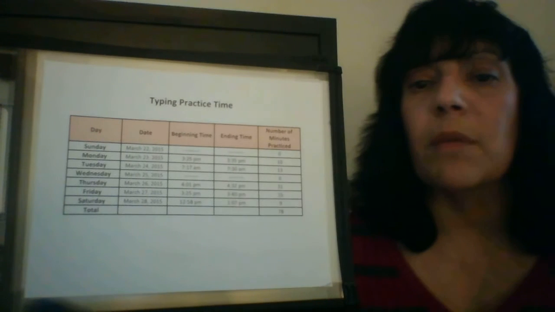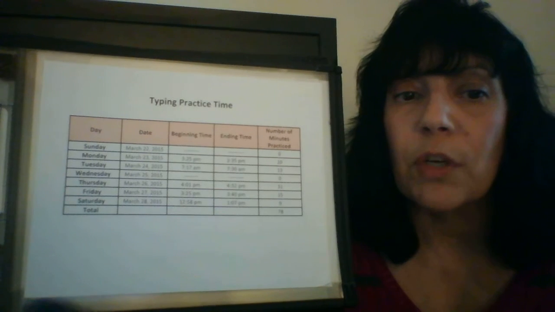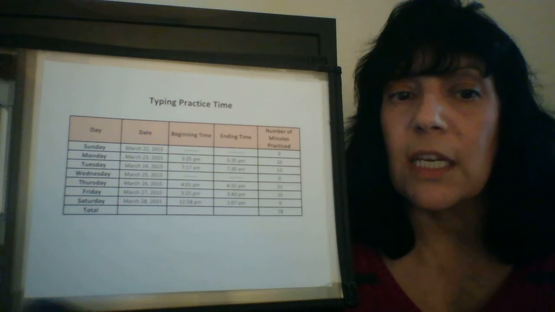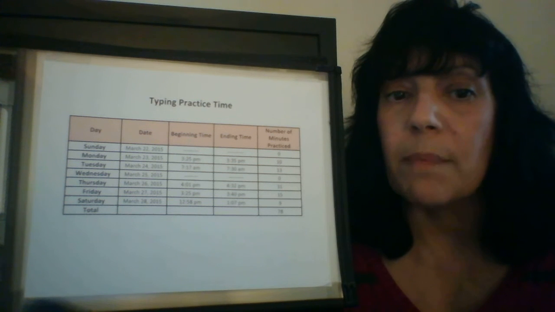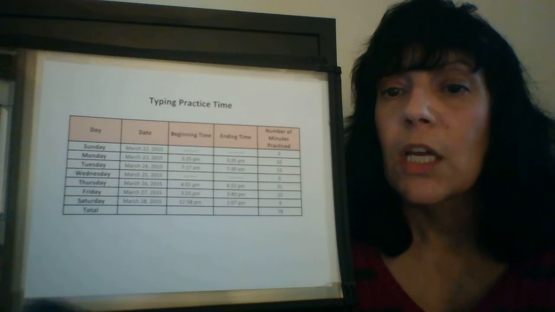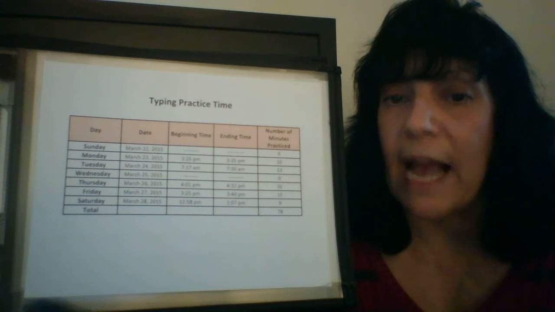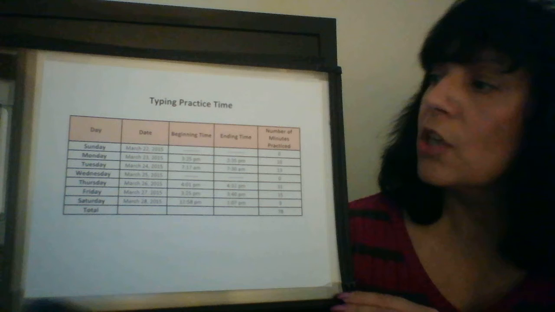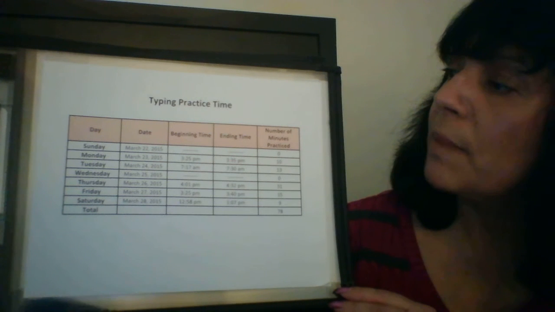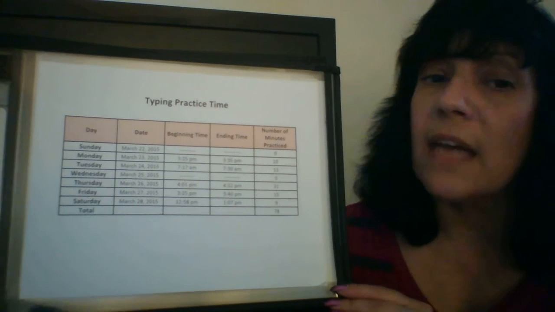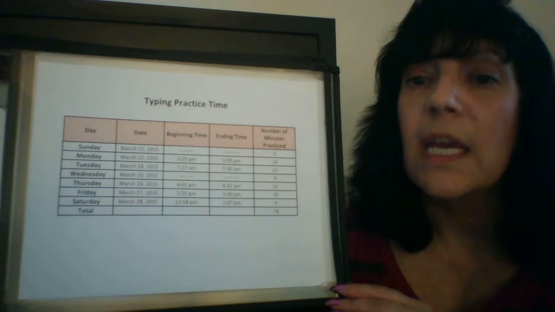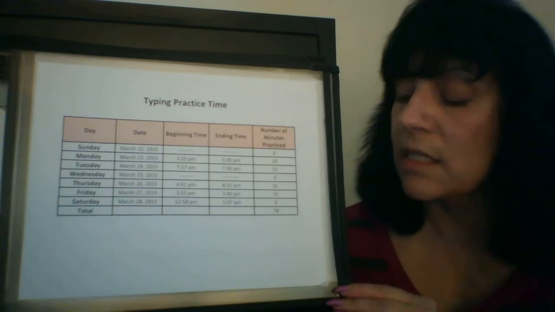We're going to use a table that was created by a student to record the time she practiced each day of the week for her typing homework. This student created it so that she could keep track of the minutes practiced. Her title is Typing Practice Time, and that is an appropriate title because it's talking about the time she practices.